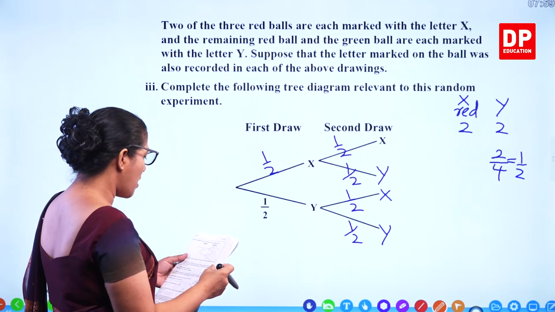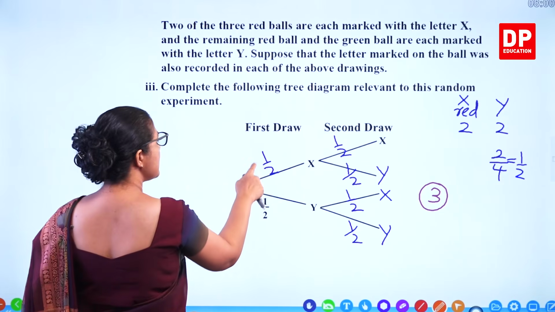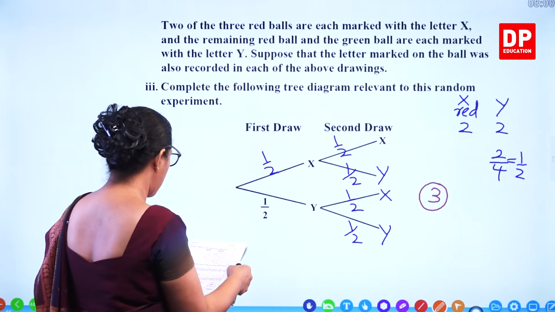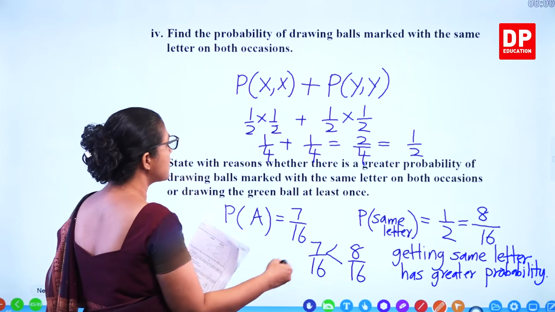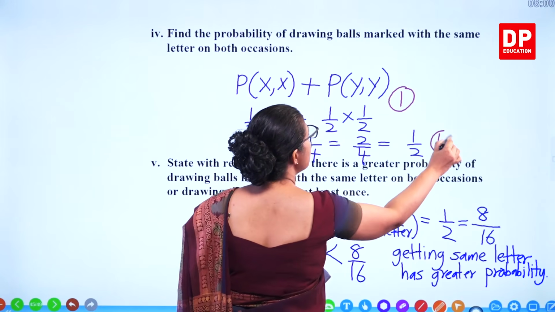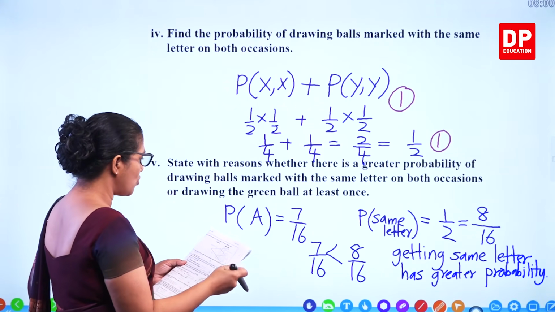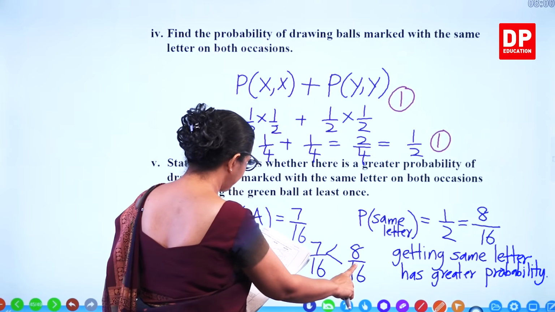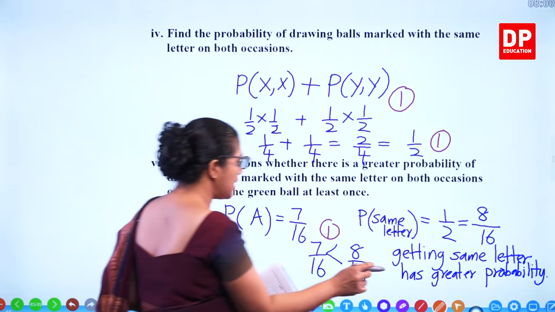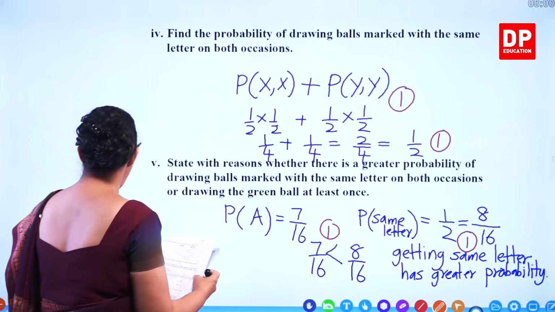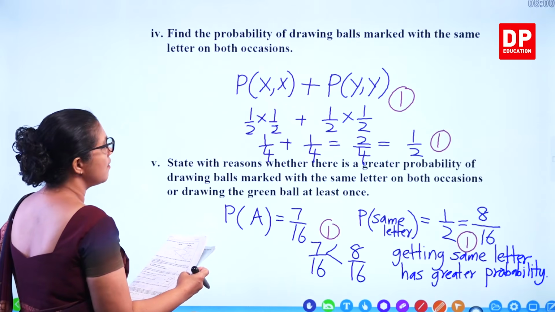Next part, you get 3 marks. For the whole diagram, you get 3 marks, with correct probabilities here, 1 and 2 here. 3 marks. And fourth part, you get 2 marks. Identifying both probabilities, and here answer, 2 marks altogether. And fifth one, giving reason. So this is greater, and that's 1 mark. And writing down, getting same letter has greater probability, 1 mark. 2, 3, 4, 5, 6, 7, 8, 9, 10. So 10 marks for that question.